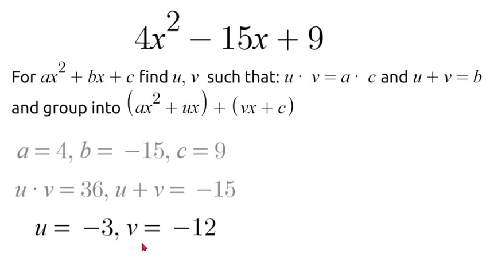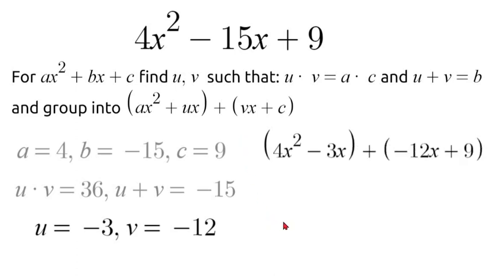So our u value will be negative 3, and our v value will be negative 12. Now that we have this, we can plug it into this formula here. So we would have 4x squared minus a negative 3x, and then we'd have a negative 12x plus positive 9. And now we can factor. Let's start by factoring these two sides individually.